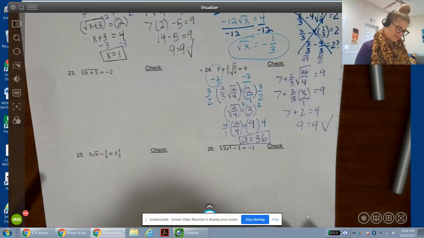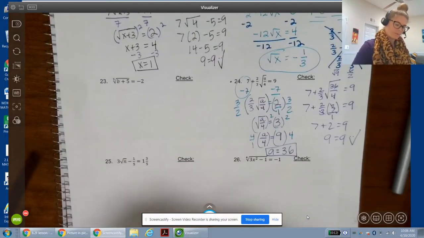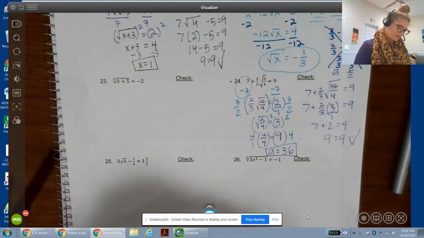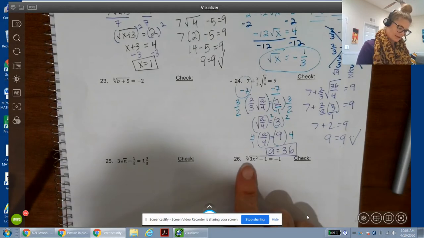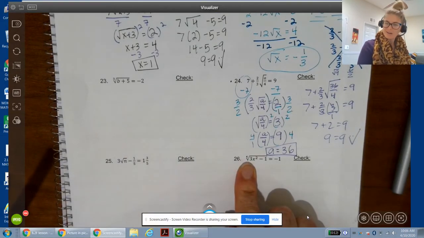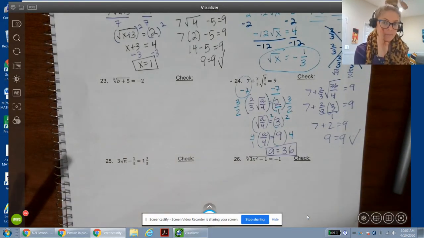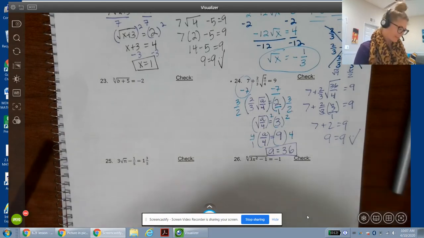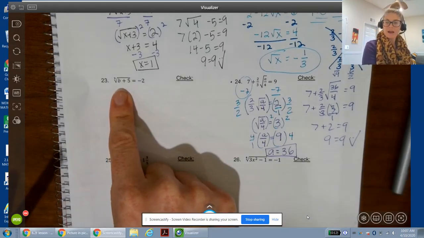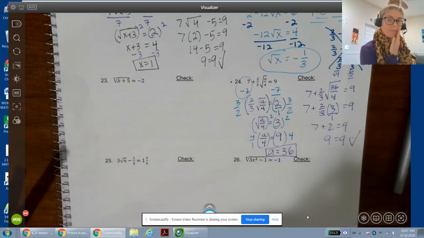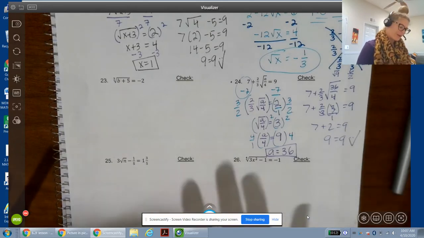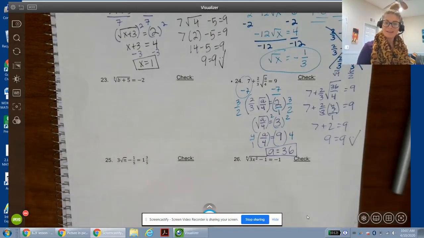Good job, mini mathematicians. Okay, so you have 3 more problems to do. Be really careful because you might notice that this is a 4th root. How do you undo 4th root? 4th power. Really good job. Here's a 3rd root. How do you undo 3rd root? 3rd power. Good job. Okay, go ahead and pause me, and I'll check in with you when you're done.